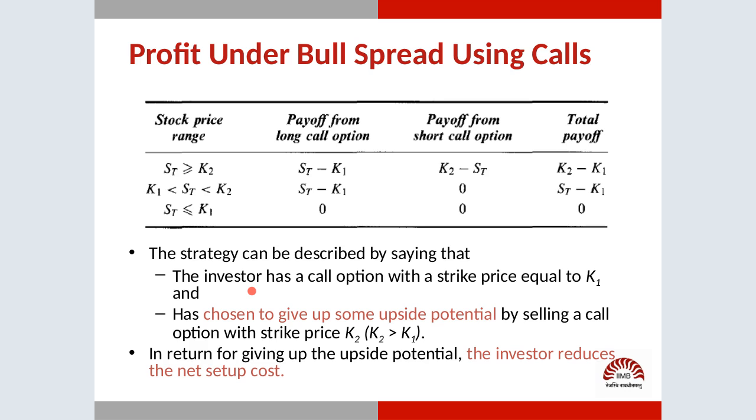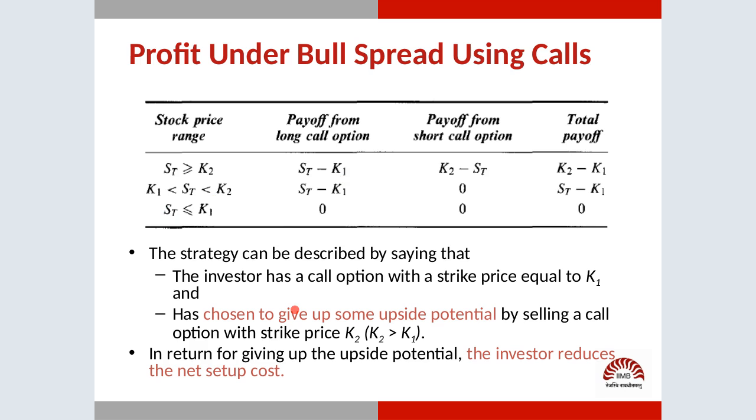This is the payoff structure. Whatever I drew out there, this is where it is. If it is above K2, the payoff from the long call option is ST minus K1, and the payoff from the short call option is K2 minus ST. Therefore, if we add these two together, ST cancels out, so it's K2 minus K1. Between K1 and K2, it is only ST minus K1. Below this, it is 0. Right?